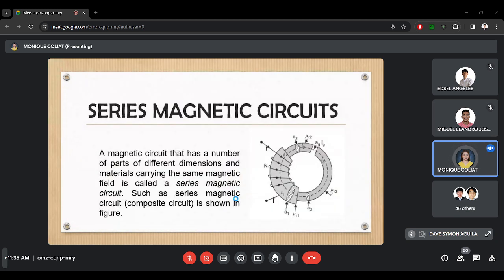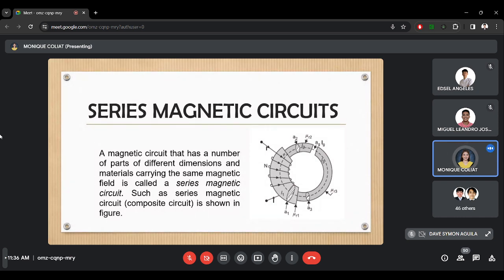Okay, next, series magnetic circuit. A magnetic circuit that has a number of parts of different dimensions and materials carrying the same magnetic field is called a series magnetic circuit. Such a series magnetic circuit is shown in the figure. As you can see here, there are different kinds of materials, also different dimensions, but they are in series.